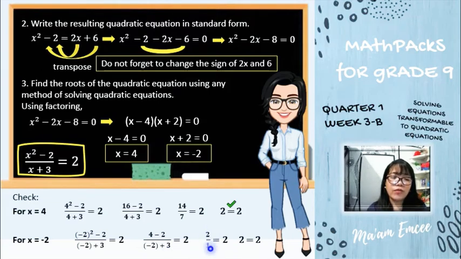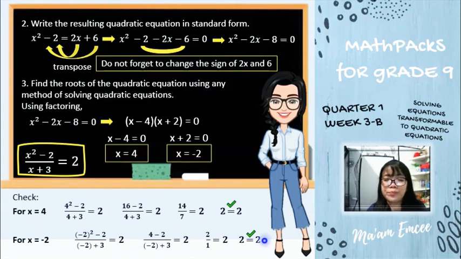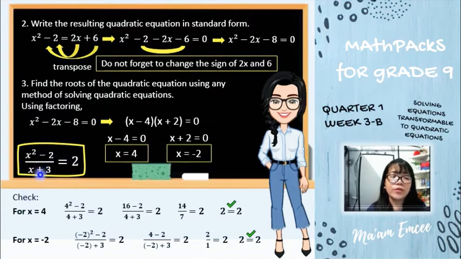So 2 divided by 1, is it equal to 2? So 2 divided by 1 is equal to 2. So 2 is equal to 2. So indeed, 2 or negative 2 is a solution of your rational equation x squared minus 2 over x plus 3 is equal to 2.